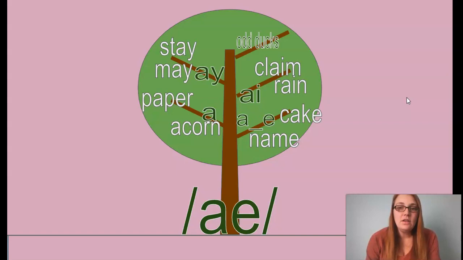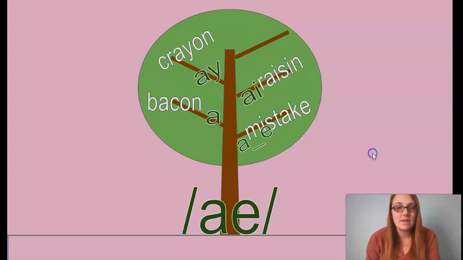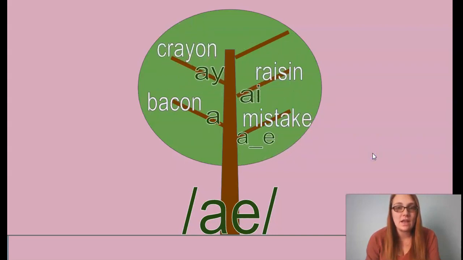Okay, let's look at our A tree again. AY, AI, A space E, and A. Here are some new words. We have crayon for AY, raisin for AI, mistake for A space E, and bacon for A.